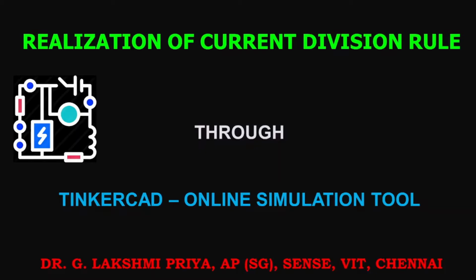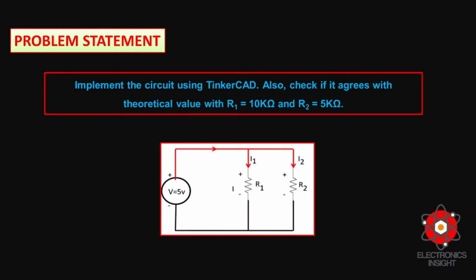Welcome you all to the next topic on realization of current division rule through a new online simulation tool called TinkerCAD. The circuit that we're going to implement today is shown here, where we have two resistors connected in parallel, where R1 is given as 10 kilo ohms and R2 is given as 5 kilo ohms, and the power supply voltage is given as 5 volts. We will also verify theoretically whether the simulation values match the calculated theory values.